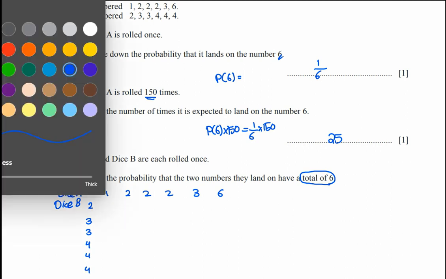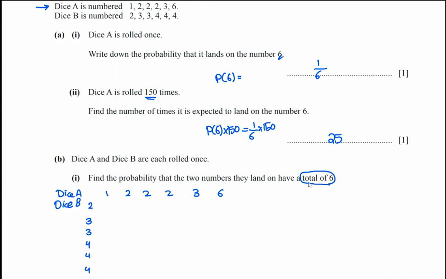Then in each space, we are going to sum the two faces together. Like this, 1 plus 2 equals 3, then 2 plus 2 is 4, 2 plus 2 is 4, and 6 plus 2 is 8, and so on. We are going to finish the possibility diagram like this.